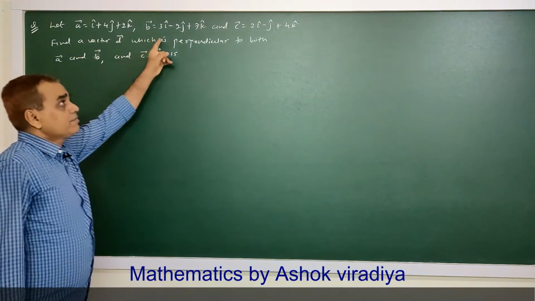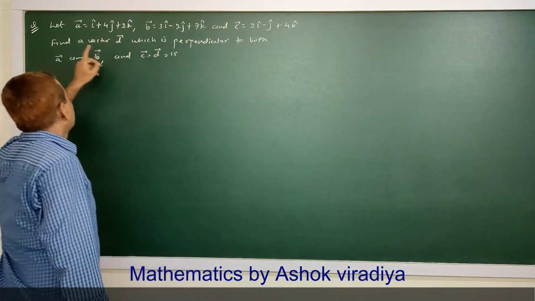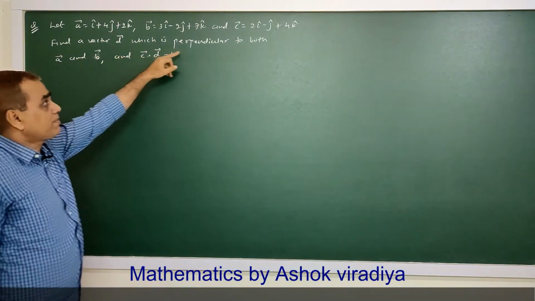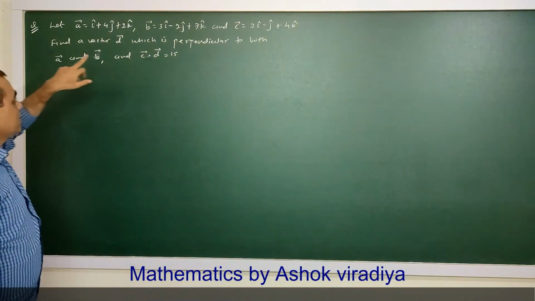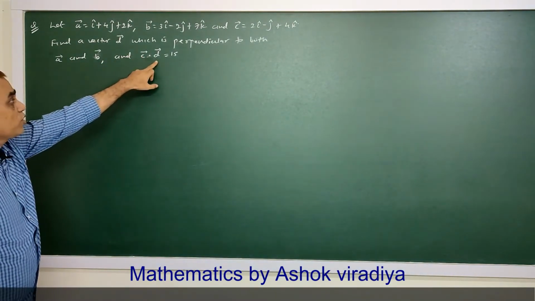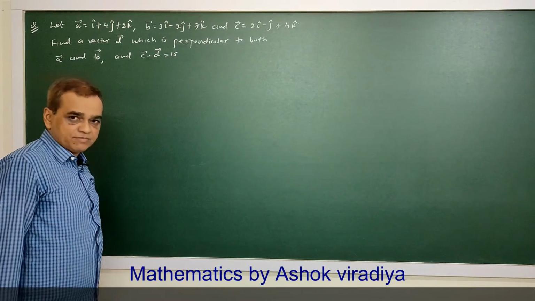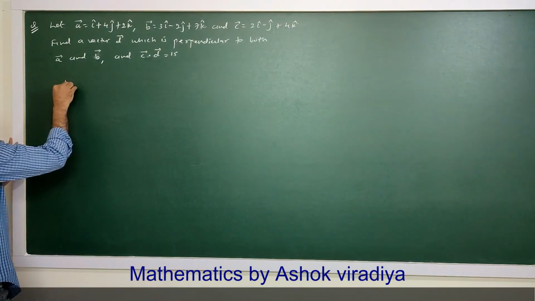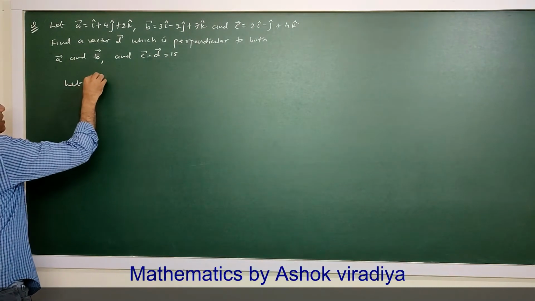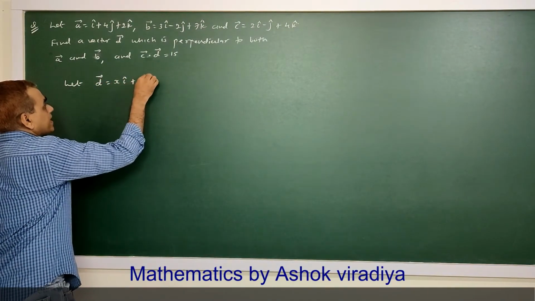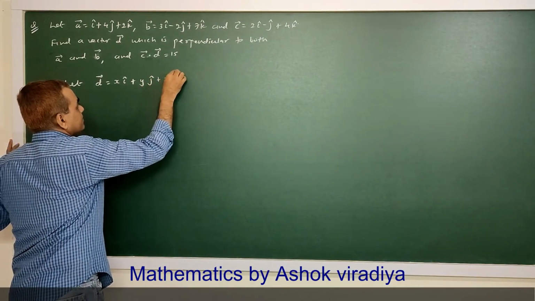Vector A, vector B and vector C are given. Find a vector D which is perpendicular to both vector A and vector B and whose dot product with C is 15. We want to find vector D. So we take vector D, suppose it is x times i cap, y times j cap, z times k cap.